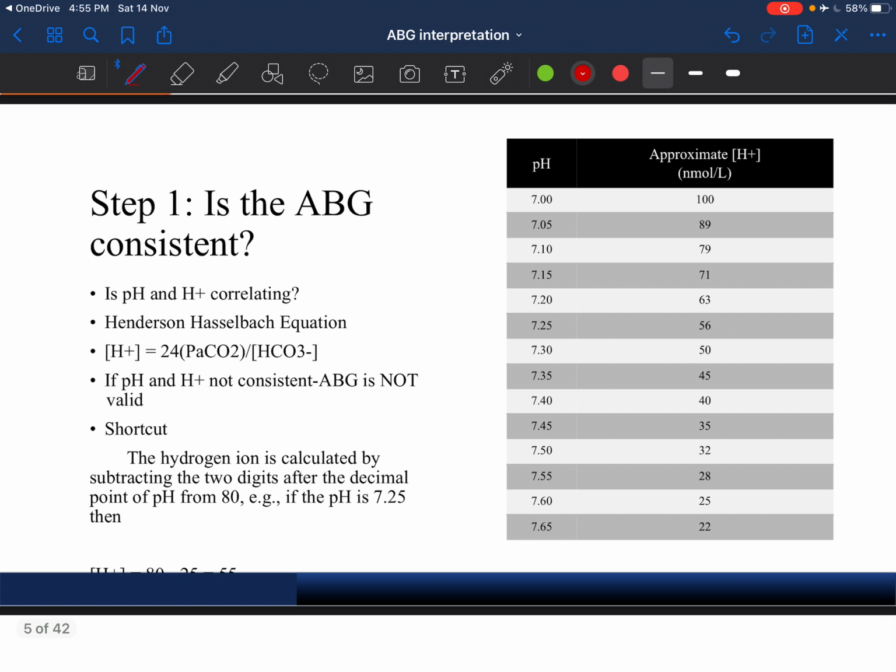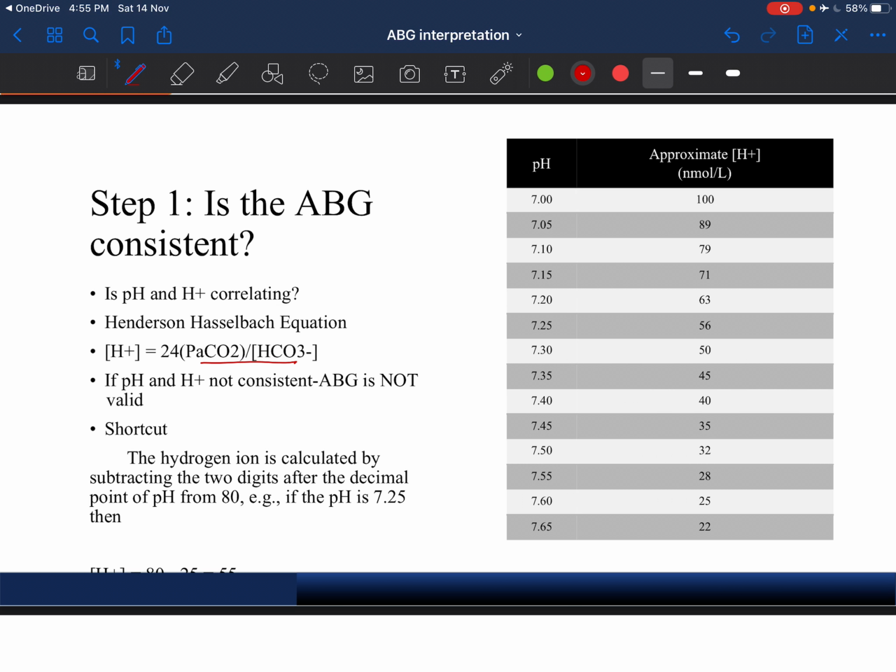So how do you analyze your standard ABG? First of all, is the arterial blood gas consistent? Is the pH and hydrogen ion concentration correlating with each other? How do you do that? You do that with the help of the Henderson-Hasselbalch equation. The Henderson-Hasselbalch equation states this: hydrogen ion concentration is equal to 24 into your PaCO2 divided by bicarbonate concentration.